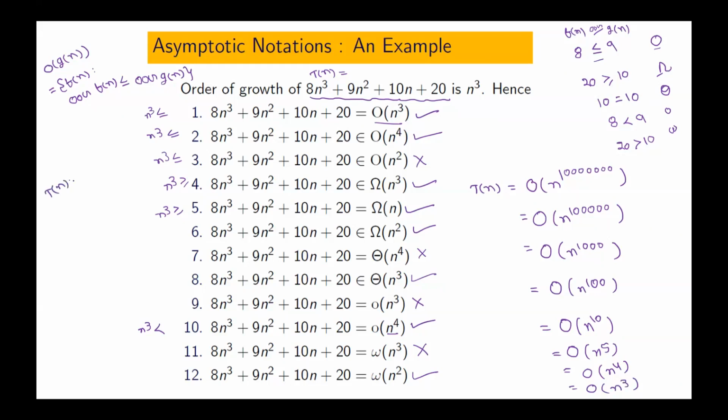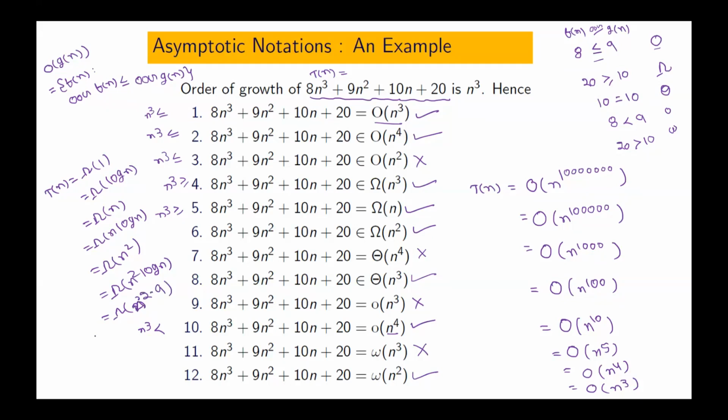Similarly, T of n is big omega of 1, big omega of log n, big omega of n, big omega of n log n, big omega of n square, big omega of n square log n, and big omega of n power 2.9. Among these, are there any wrong answers? No. All are right. All are true.